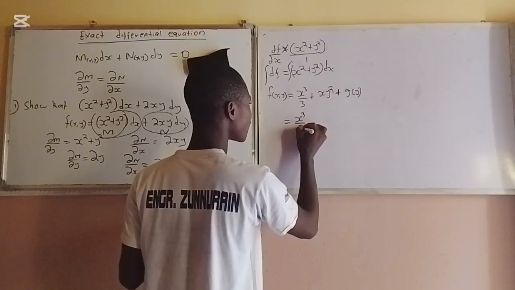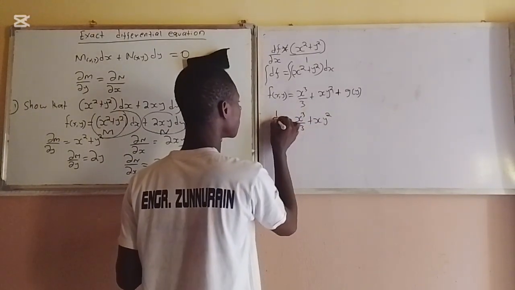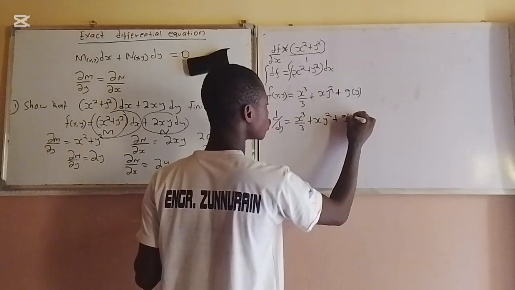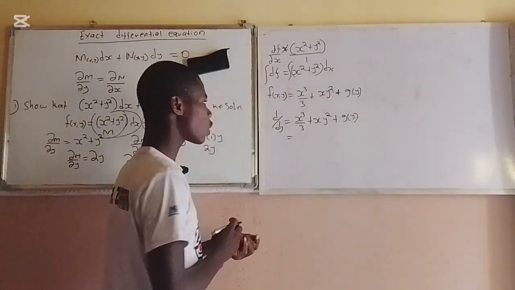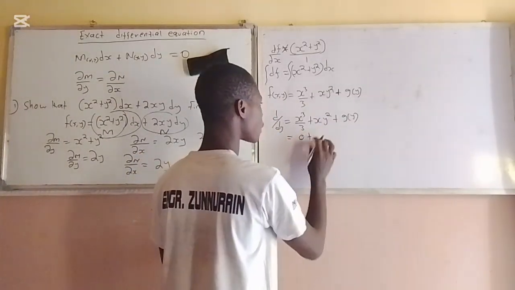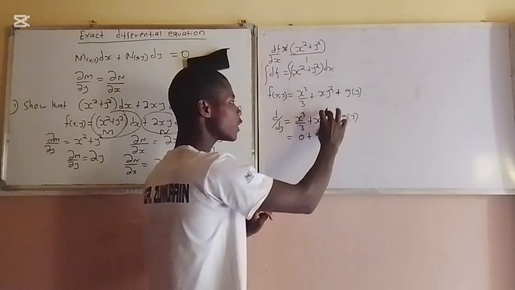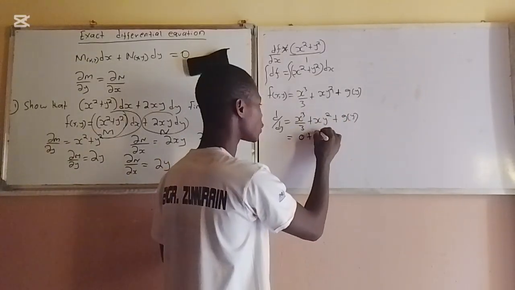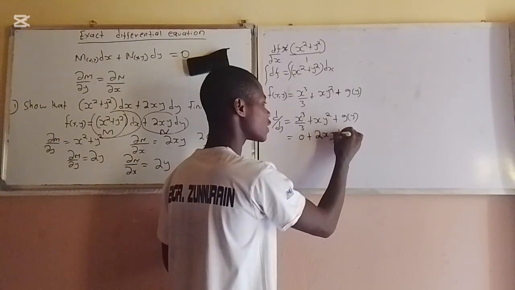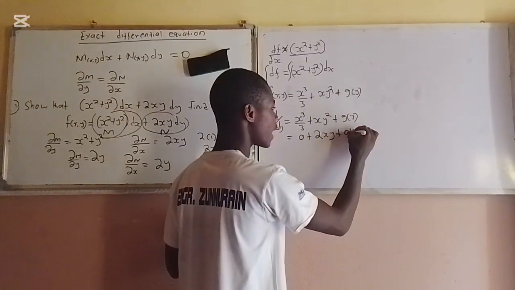So if I take the partial derivative with respect to y of x cubed divided by 3 plus xy squared plus g of y, this should now be equal to 0 plus the partial derivative of xy squared, which, if you differentiate y squared, you get 2y. So I have to keep down the x first, then the y, plus the partial derivative of g of y, which is g prime of y.